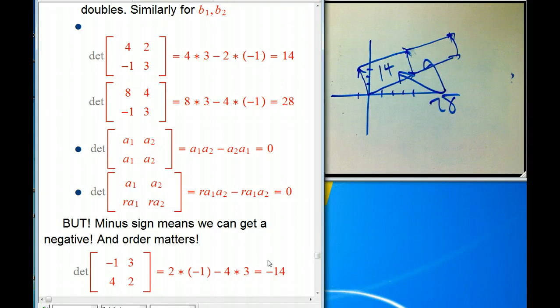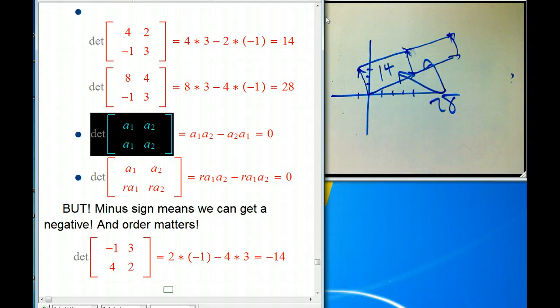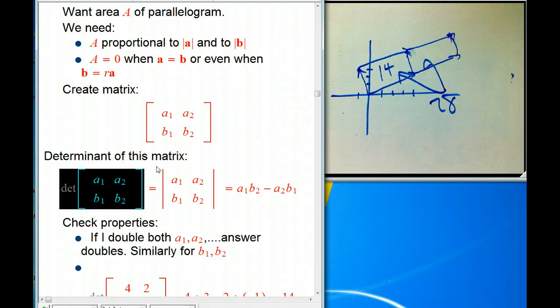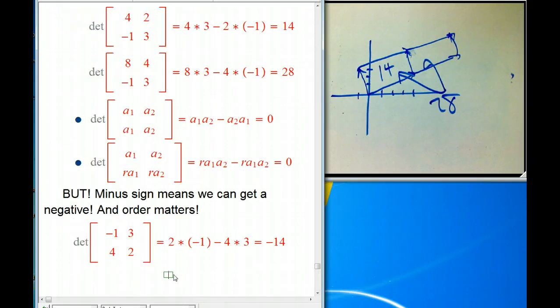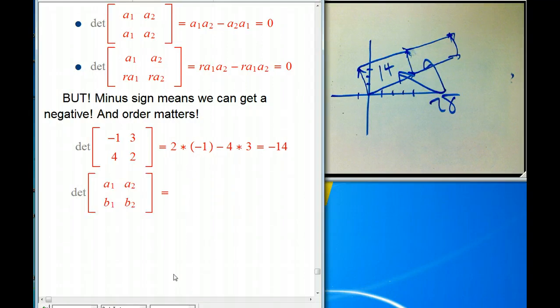So we can get negative answers, but wait, I thought this was supposed to be an area. Oops. And the order we put the vectors in matters. And so a fancy way to say that is that if I look at the determinant, let's go back up even further. Let's look at the determinant here, copy it back down. The determinant of this, if I switch the A and the B, so I turn this into B's and these into A's, then it becomes a negative. Whoa, darn. Okay. Well, it turns out that's okay.